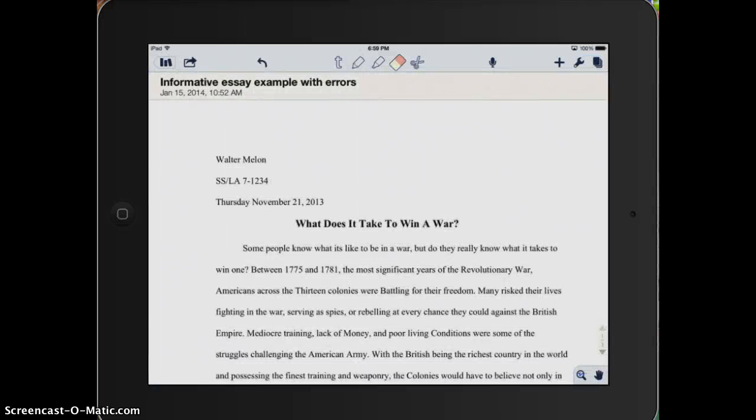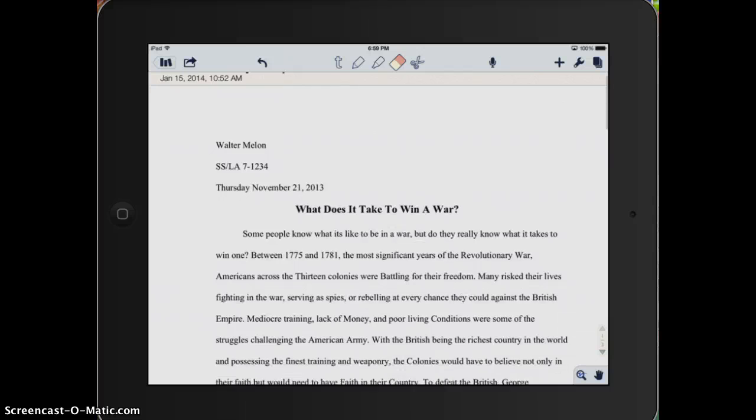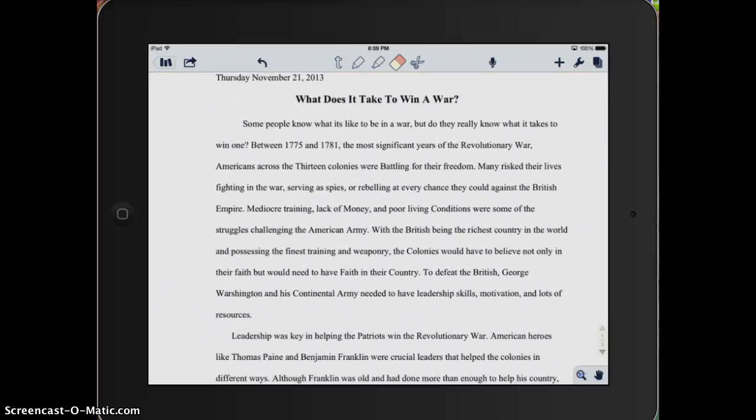Let's take a look at Walter Mellon's essay on what does it take to win a war. Some people know what it's like to be in a war, but do they really know what it takes to win one? Between 1775 and 1781, the most significant years of the Revolutionary War, Americans across the 13 colonies were battling for their freedom. Many risked their lives fighting in the war, serving as spies, or rebelling at every chance they could against the British Empire.